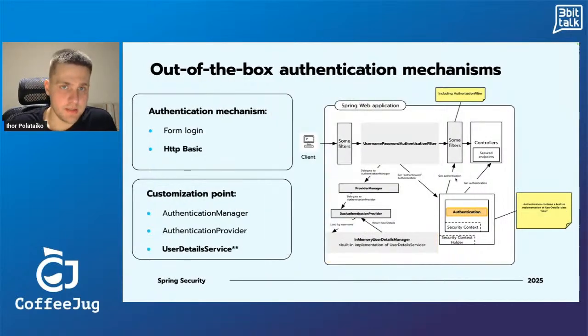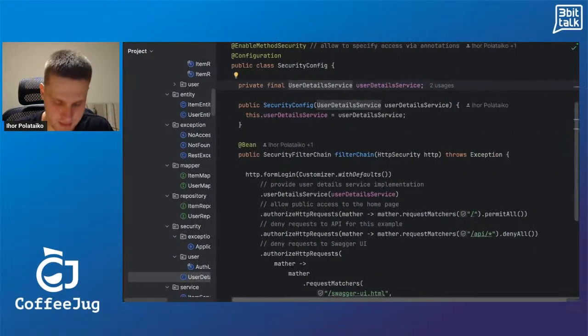Yeah, and the last example of out-of-the-box authentication mechanisms. In this example, we will leverage the authentication mechanism called HTTP basic, and the customization point will be the UserDetailsService, but we will leverage an out-of-the-box UserDetailsService implementation. By default, there are two: the in-memory user details manager, which works in memory, and the JDBC user details manager, which works with a database. It leaves you with less customization and less flexibility, but anyway, let's see how it works. In some cases, it might be applicable.